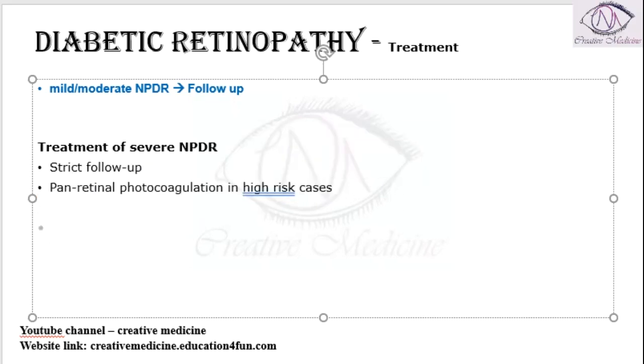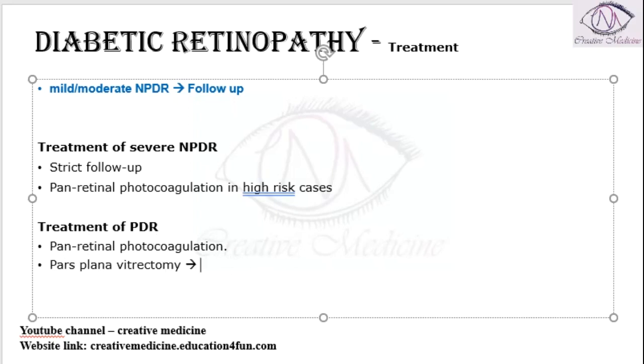Then we have treatment of proliferative diabetic retinopathy. Proliferative diabetic retinopathy can be treated by pan-retinal photocoagulation, and we can also treat it with pars plana vitrectomy.